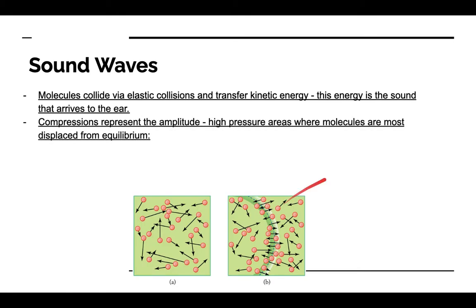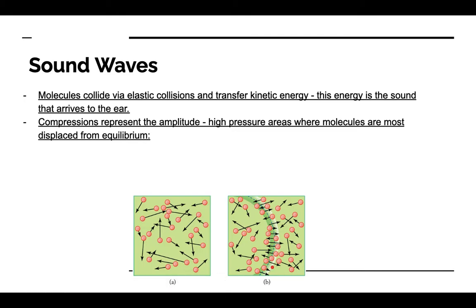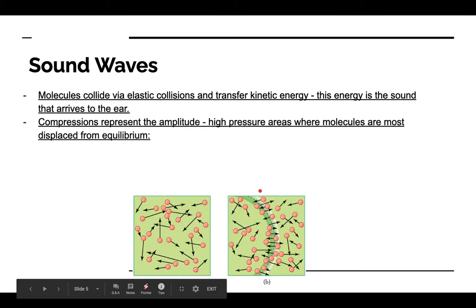So the compressions represent the amplitude. Right here in photo B, this would be our amplitude. And this corresponds to high pressure areas where molecules are most displaced from equilibrium. If you recall, amplitude is a measure of how much energy is being transferred by a wave. So the more energy that's being transferred by a compression corresponds to a higher amplitude, okay?